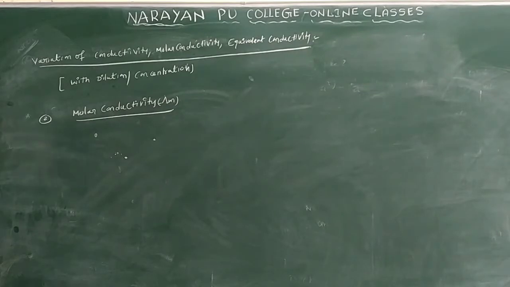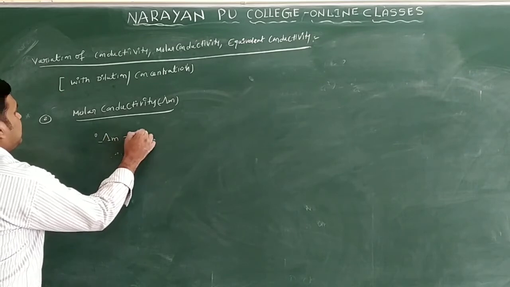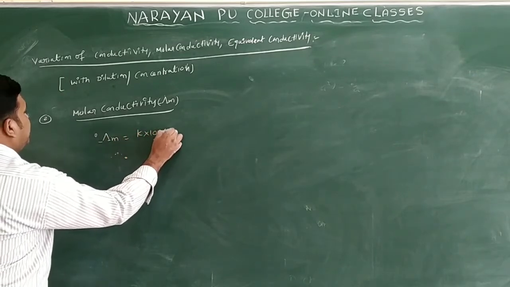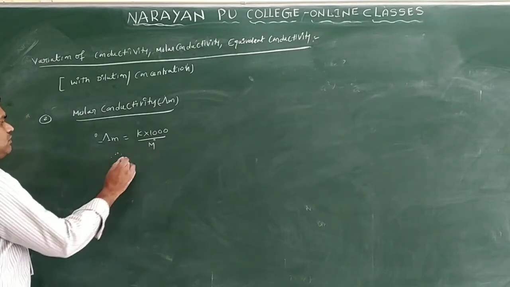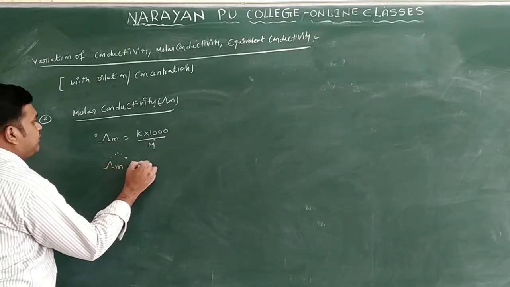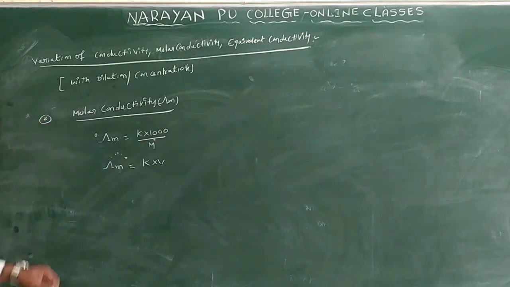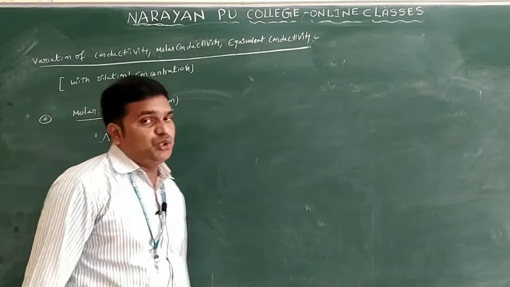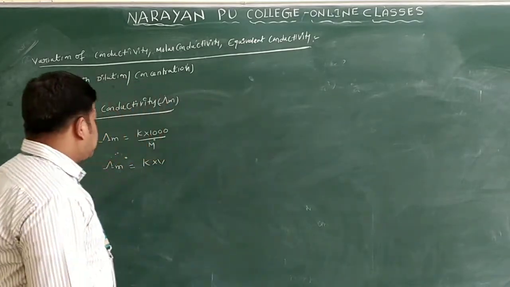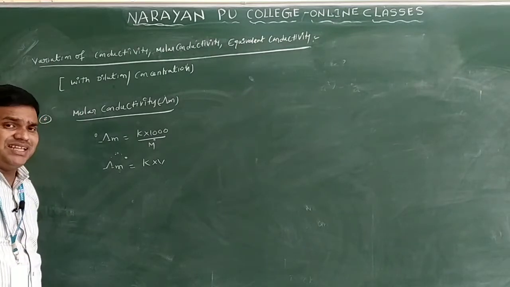See, the next concept you have is molar conductivity. You know the molar conductivity formula. Molar conductivity is equal to K into 1000 by M, you will write. Or otherwise you can write one more formula: molar conductivity is equal to K into V, conductivity into volume. So how can we apply this upon dilution? Upon dilution, I will say molar conductivity increases only.